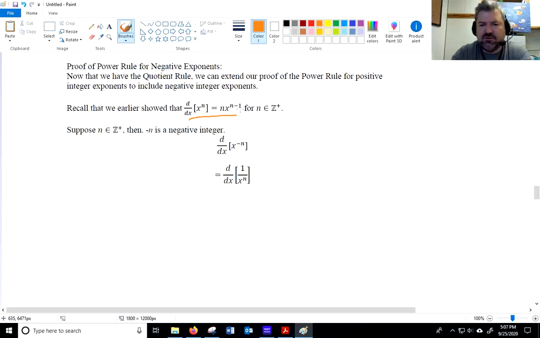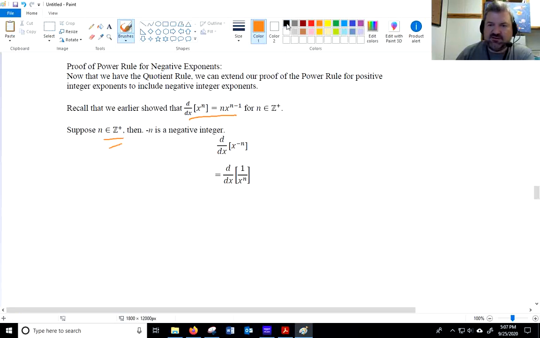I want to show that it must also be true if the exponent is negative. So if it's x to the negative 4, then the derivative is negative 4x to the negative 5th. So I have just a little setup for us here. Let's suppose that n is an element of z plus, meaning that n is a positive integer. Then negative n must be a negative integer, right? Okay, so with that in mind, let's take the derivative with respect to x of x to the negative n.